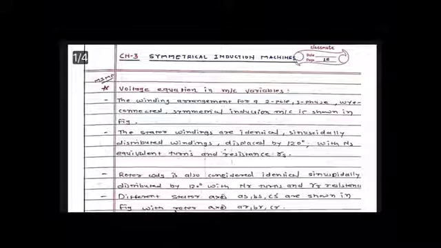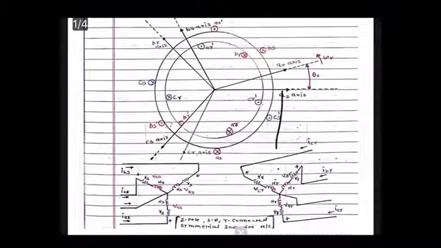Today we will discuss the voltage equation of symmetrical induction machine in machine variable. So first of all, what is machine variable? Machine variable is the ABC form. So for this, the winding arrangement for two pole three phase Y connected symmetrical induction machine is shown in figure.